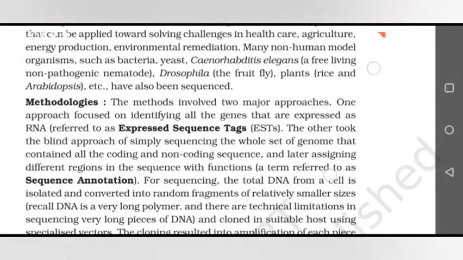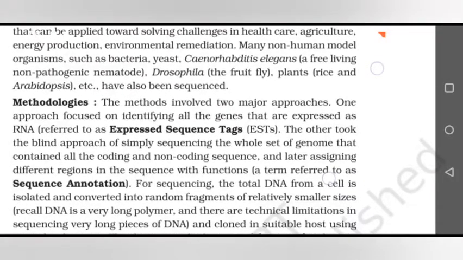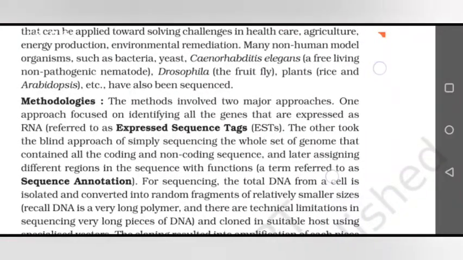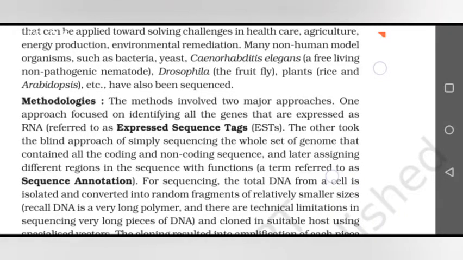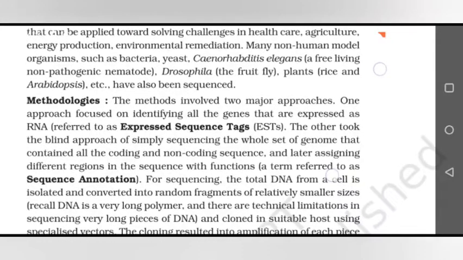For example, sequencing was done for various types of bacteria, yeast. Then there was a free living non-pathogenic nematode, Caenorhabditis elegans. Likewise, Drosophila fruit fly, its sequencing was also done. And many crops like rice and Arabidopsis and others have also been sequenced. So this opened up the research for so many other allied fields.